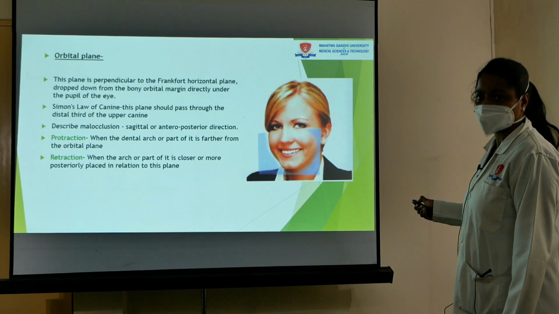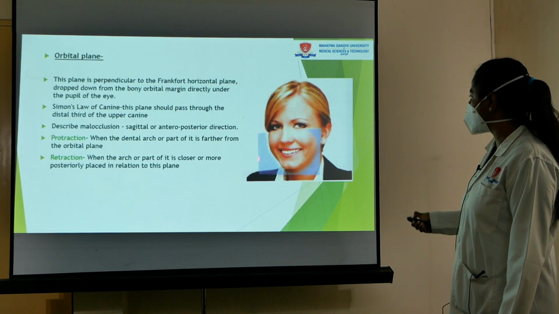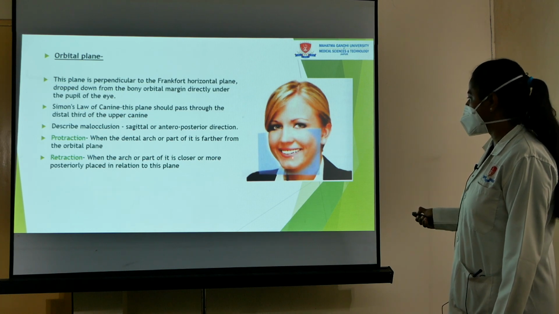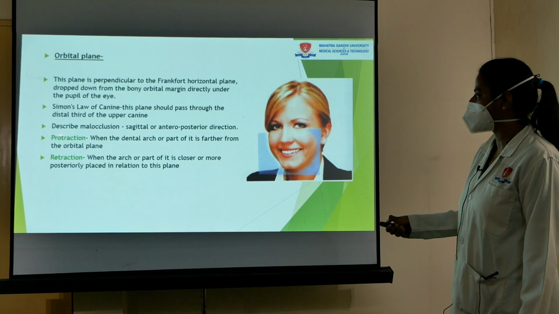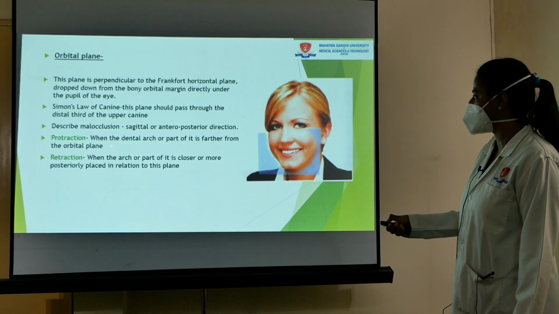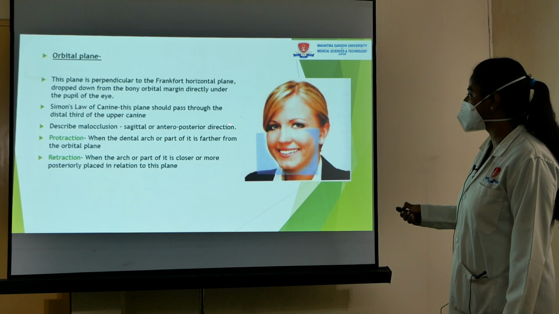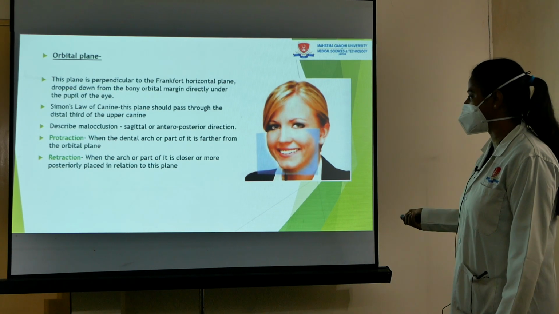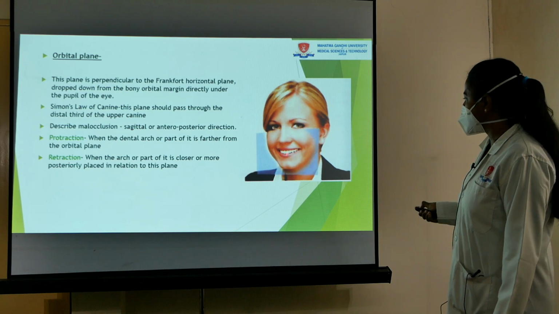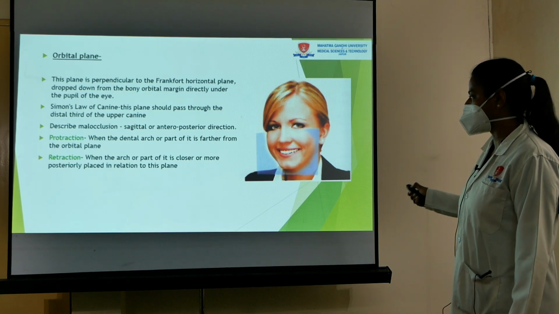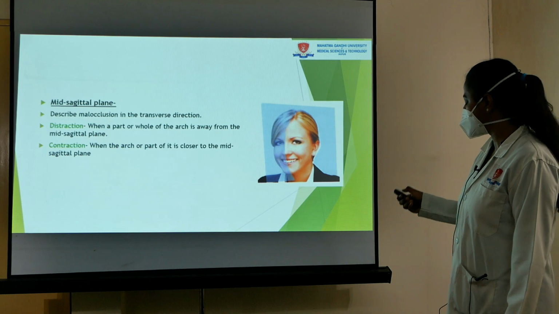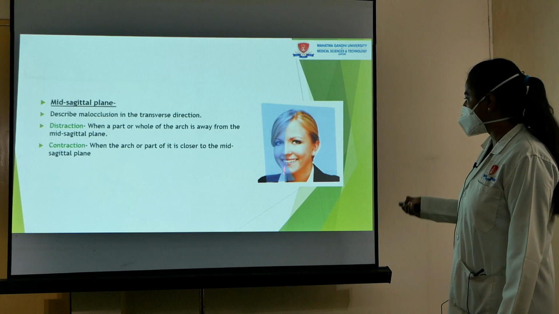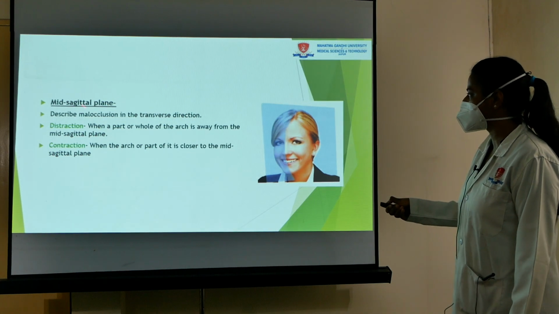Orbital plane. This is the orbital plane, the plane which is passing through the mid of the eyes. It is called as orbital plane. Here the two malocclusions are there, protraction and retraction. Protraction means dental arch or the part of it is farther from the orbital plane. Orbital plane से दूर है means proclination है, and retraction means it is closer to the orbital plane means retraction है. And third is the mid-sagittal plane, means the plane which is passing through the mid of the face. Then it is called as mid-sagittal plane.